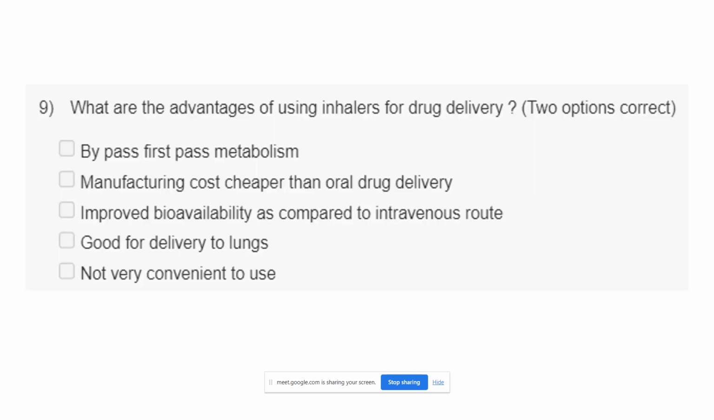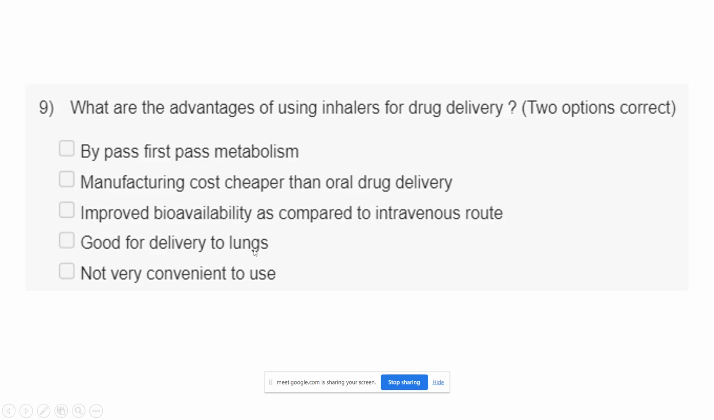The ninth question is, what are the advantages of using inhalers for drug delivery? You have to select two options. It bypasses first pass metabolism, correct. Manufacturing cost cheaper than oral drug delivery: this might not be true. Improved bioavailability as compared to intravenous route: not true. Intravenous route has maximum bioavailability, which is why we consider 100% bioavailability when given through the intravenous route.